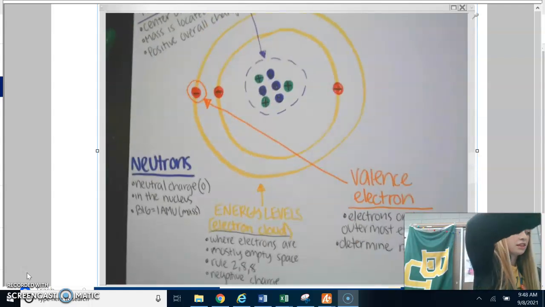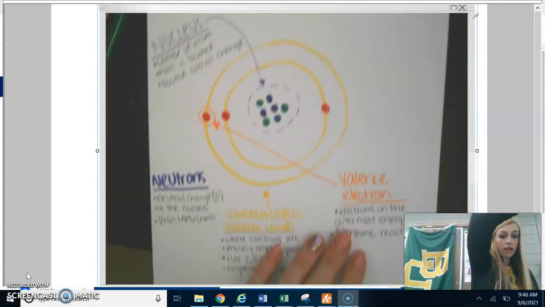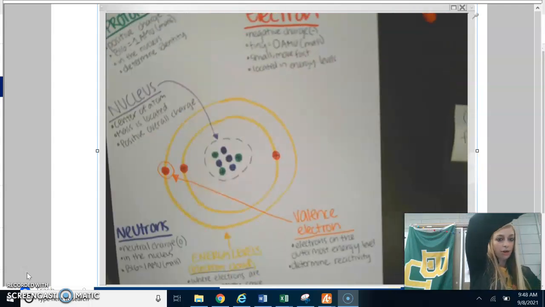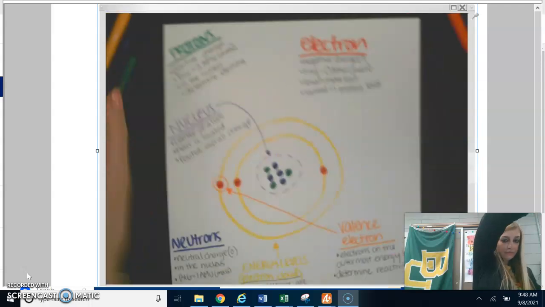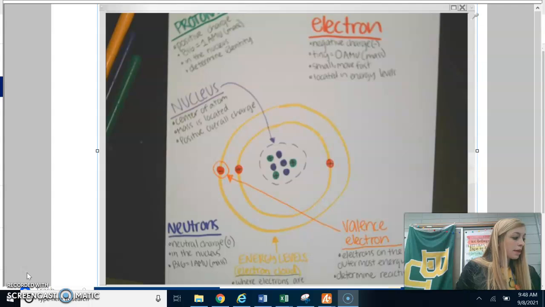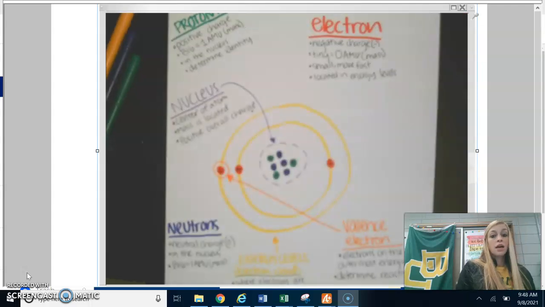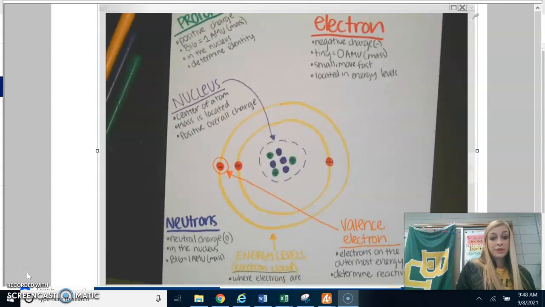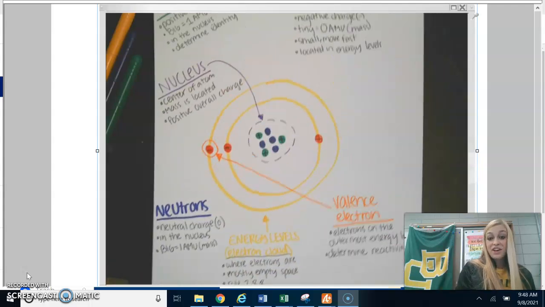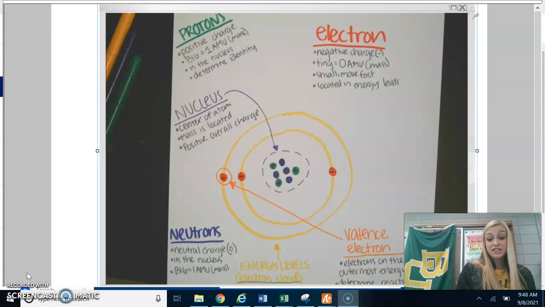Okay, so this is your total completed atomic structure notes. I'm trying to get the whole thing in there in case you want to pause it. Almost, I can't get the whole thing at once. But these are your atomic structure notes. We are going to use these terms every day for this unit. All of these terms will be on your test.